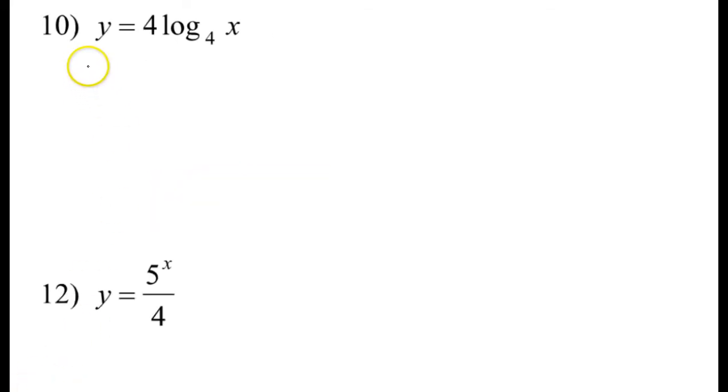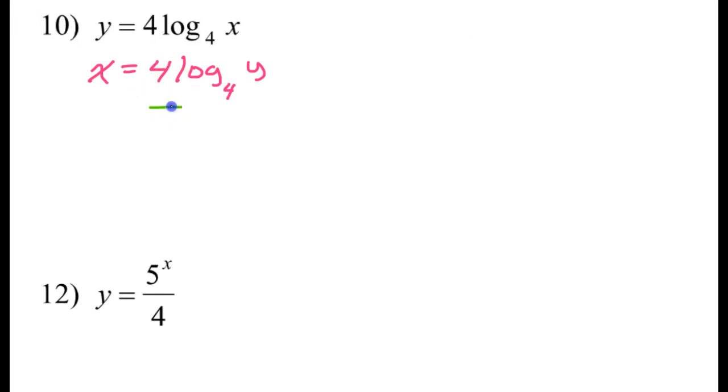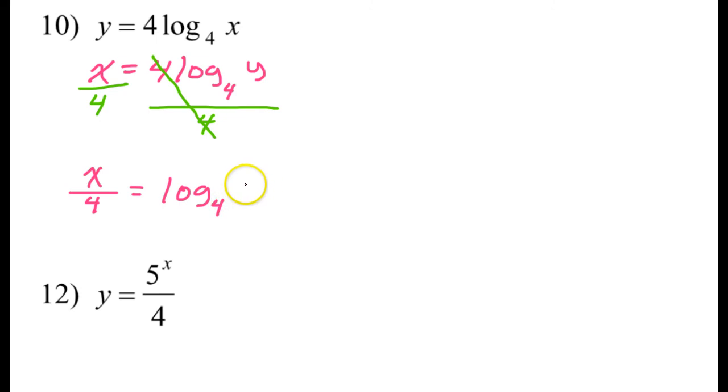So number 10, to find the inverse, we will switch x and y and then solve for y. So if we switch x and y, we have x equals 4 times the log base 4 of y. Now we need to solve for y. Let's start by dividing both sides by 4. That way these 4's will cancel each other out. So that gives us x over 4 is equal to log base 4 of y.